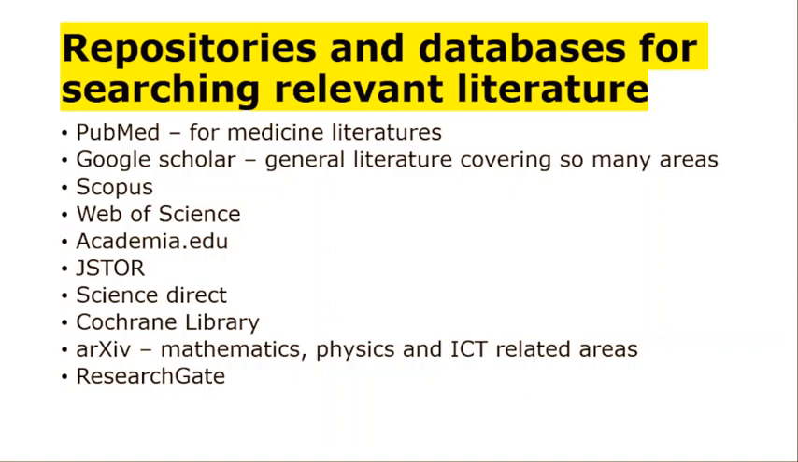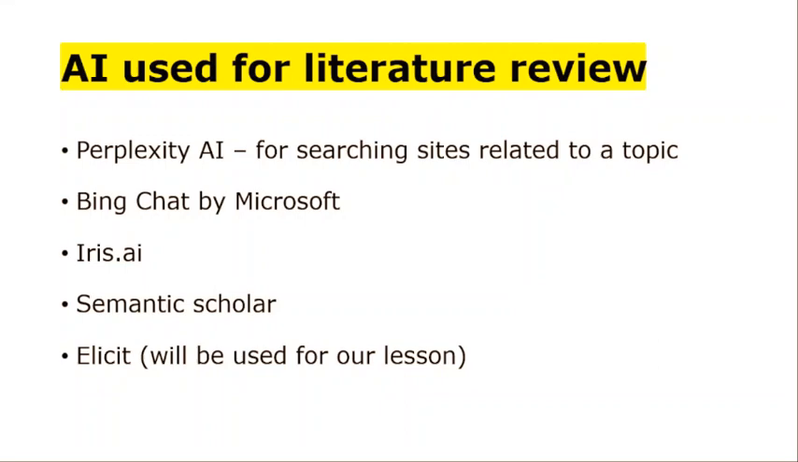So that is it. Then from there, let's look at the various artificial intelligence tools that we can use for literature review. We can use Perplexity AI. Perplexity AI is used to search for the sites that are related to your topic. We are going to do a practical thing here for us to see. We can also use Bing Chat by Microsoft. Those who are using Microsoft Edge, we have Bing Chat there. We also have Iris AI. Iris AI is also used.